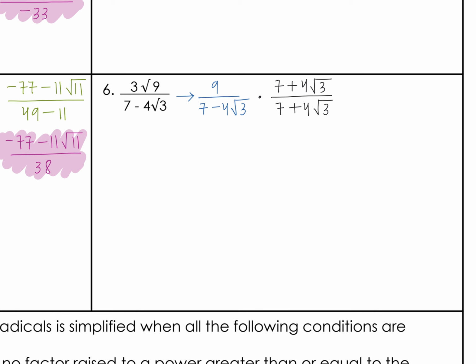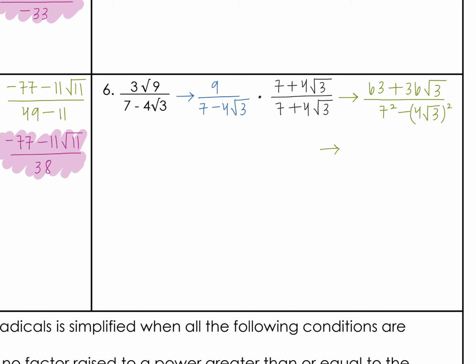Okay, so then multiplying for our numerator, we're going to distribute. We've got that 9 times 7 gives me 63. Then we have 9 times 4 will give me 36. And we'll have that root 3. And then as for my denominator, we'll have that 7 squared minus, and then we'll have our 4 root 3 squared.